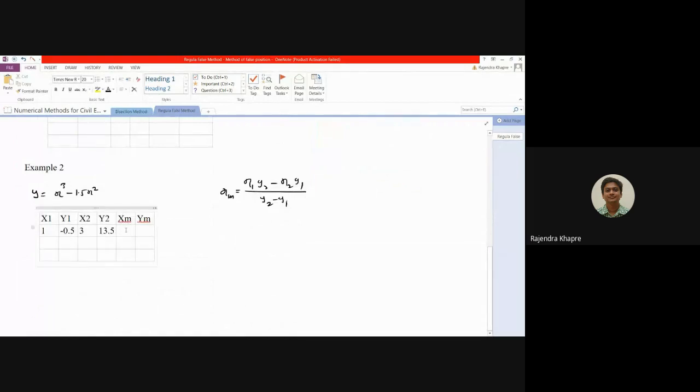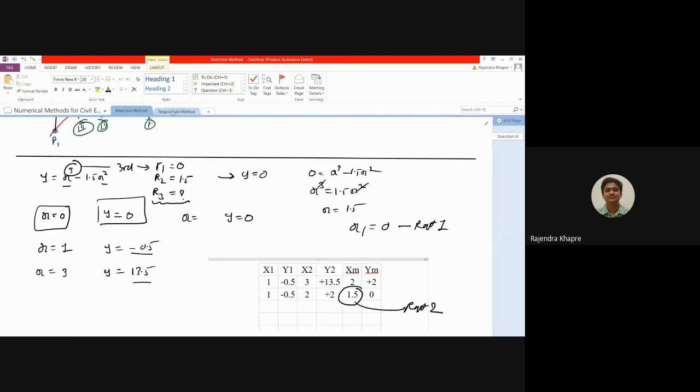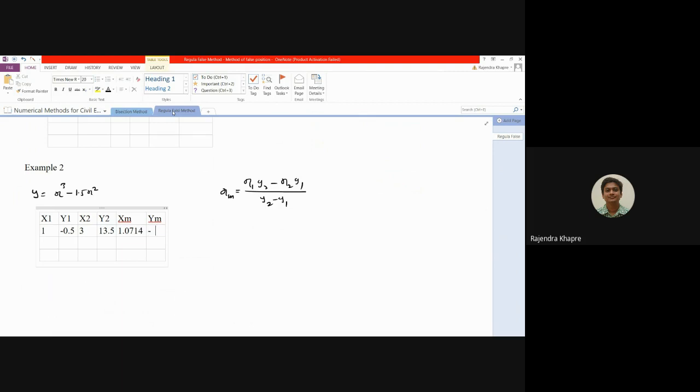Please tell me what will be the value of xm now. 1.0714. Okay, what about y? Please someone verify this, is it the same or not? Same, sir. Give me the value of ym then. Minus 0.4919. Okay.